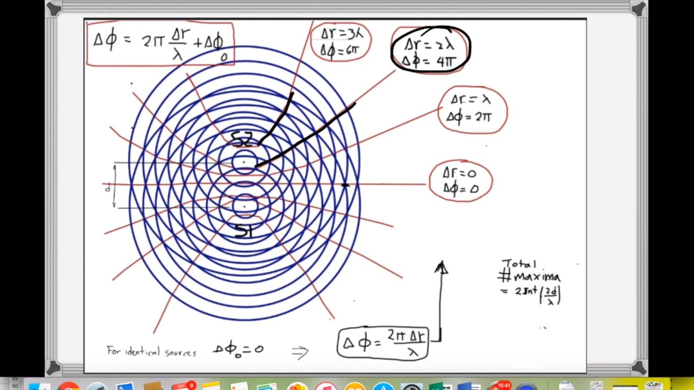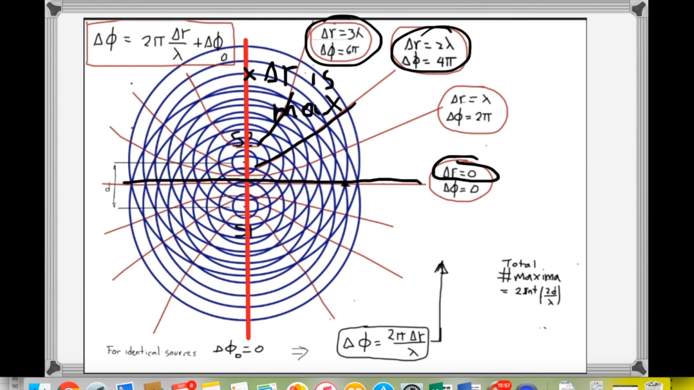Now notice that anywhere along the line that connects the two sources, there is a difference in path length. The difference in path length, delta r, is going to be a maximum. Notice how the difference in phase is going from delta r equals 0, right? Along the line that bisects the two sources, delta r equals 0. As we move in this direction, delta r is increasing.